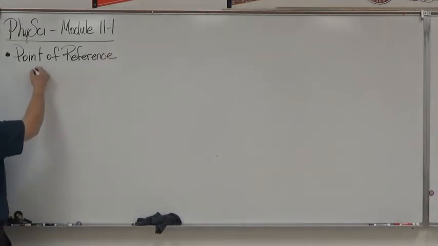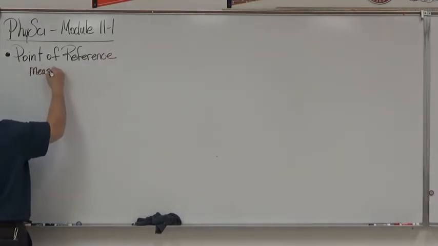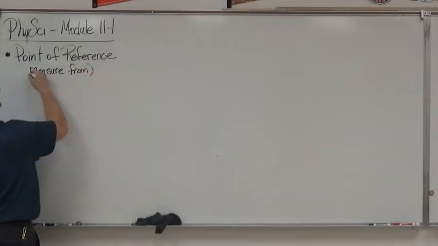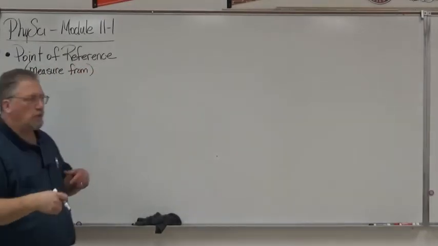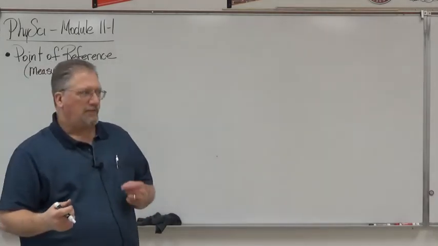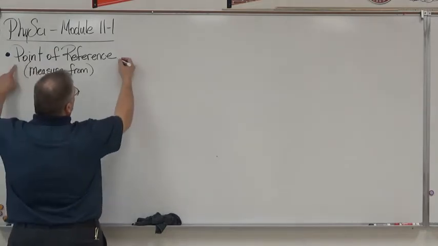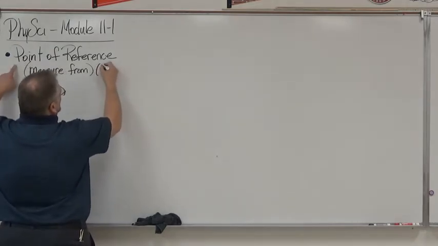It's the place that you measure from. In other words, if you're checking the location or the motion of an object, you're going to have to measure it from something. And preferably you want something that is not moving, okay?